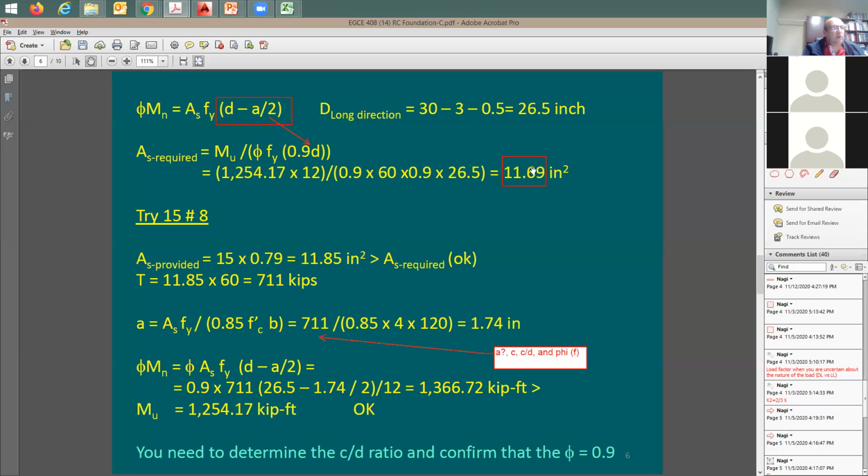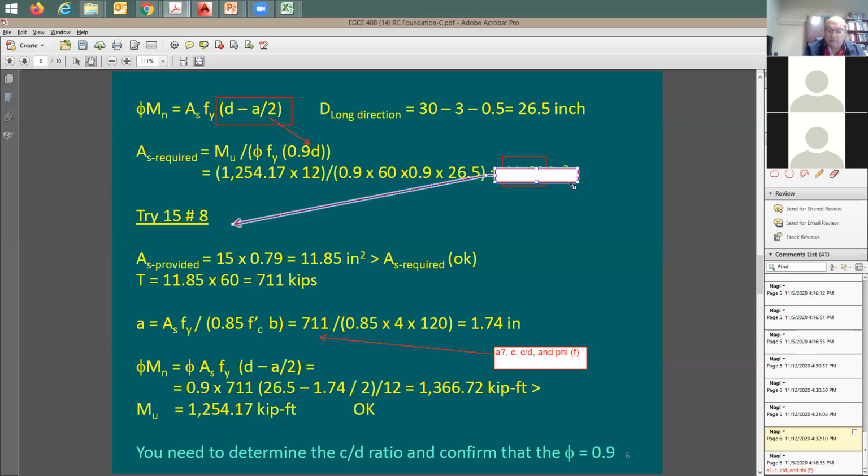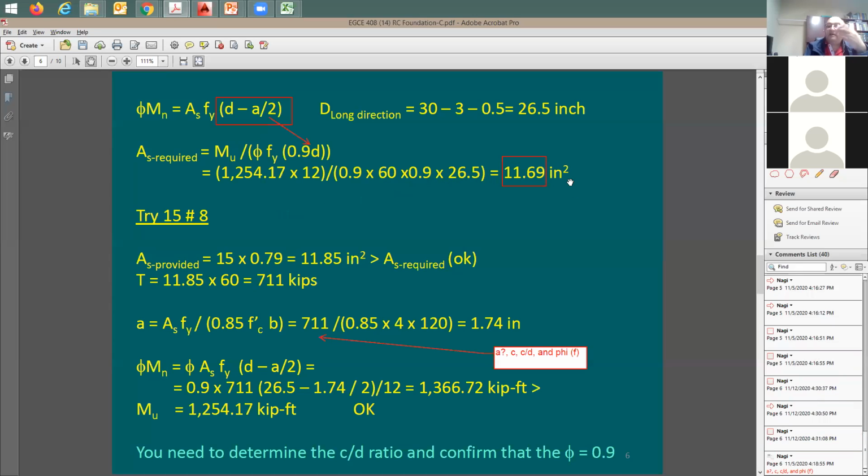But this is going to be the area required. And someone here put 14. How about if you put 14, Oscar? How many square inches would you get? So I'm going to put here just a quick assumption. I got 11.06, so that's not sufficient. So what should they do? They say, no, this is not going to be a good option. Exactly. We should use 15. So I'm not going to go with 14 number 8, right?